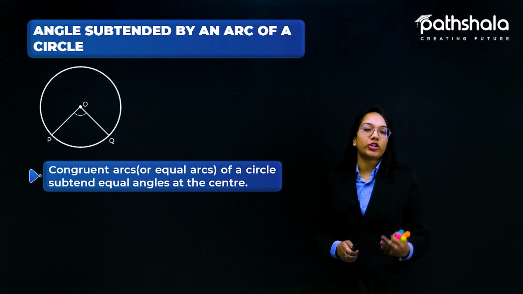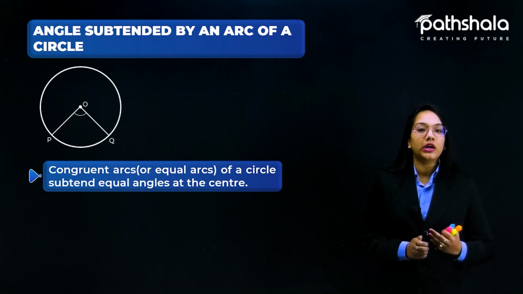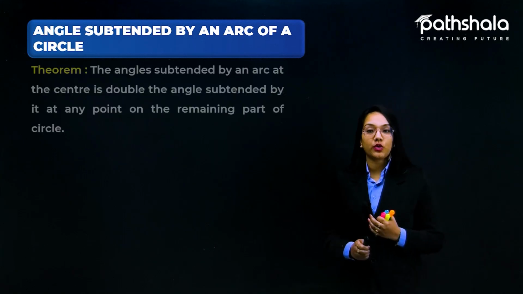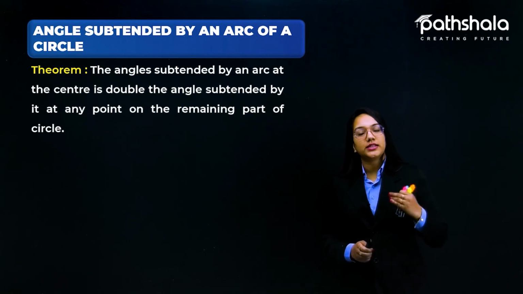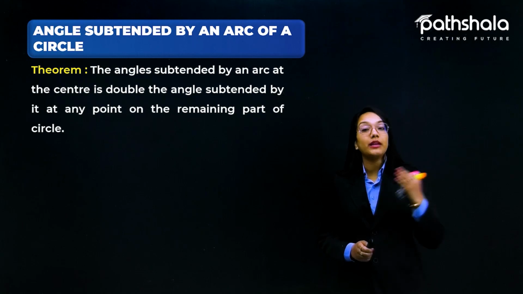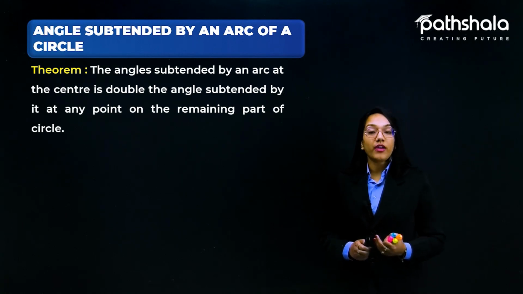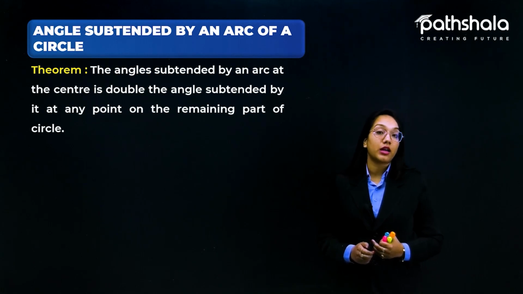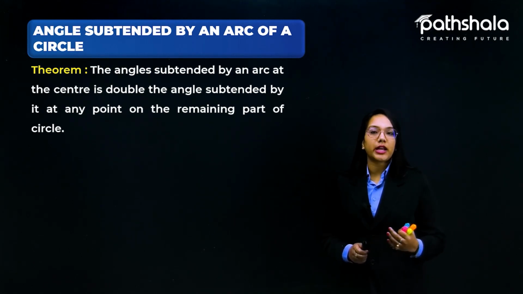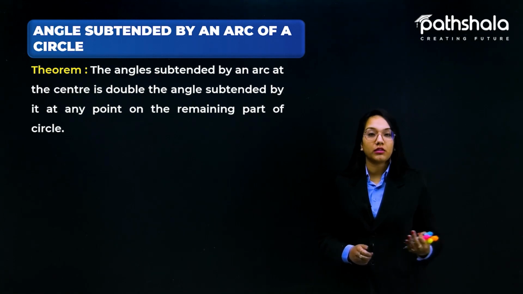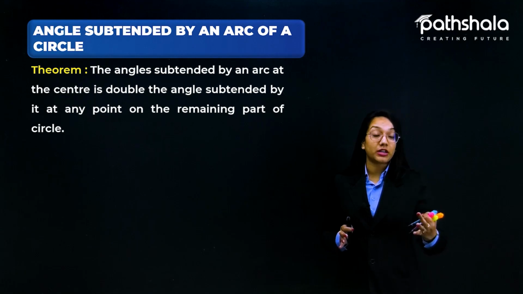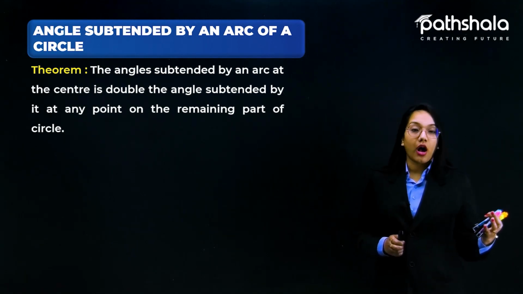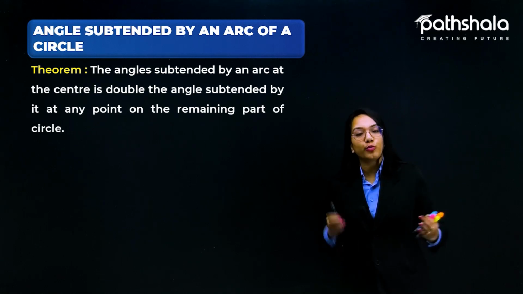These two important results lead us towards a special theorem, which says that the angle subtended by an arc at the center is double the angle subtended by it at any point on the remaining part of the circle. Now we have to prove this. The arc can be of three types: it can be a minor arc, it can be a semicircle, and it can be a major arc. So for the three cases, we are going to prove this particular theorem.